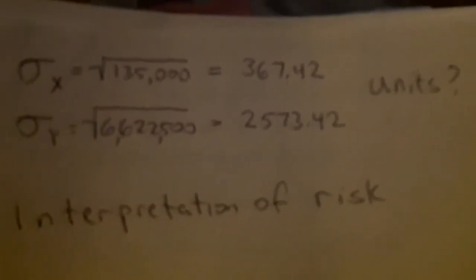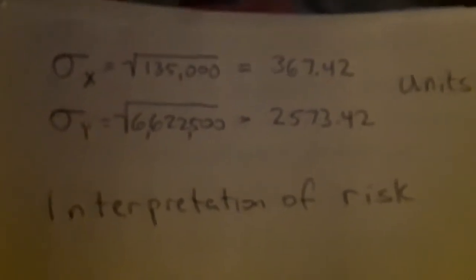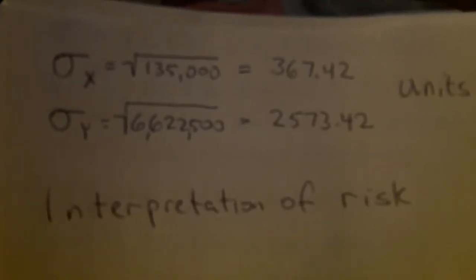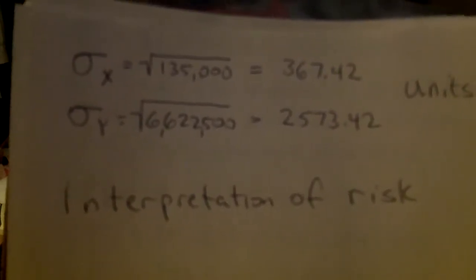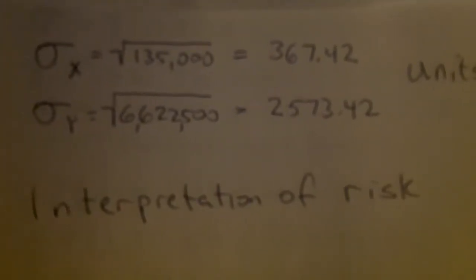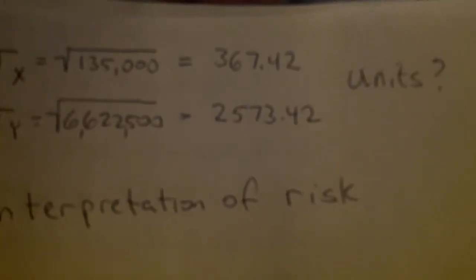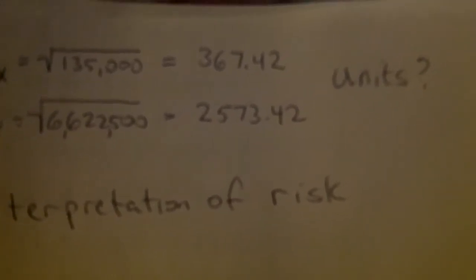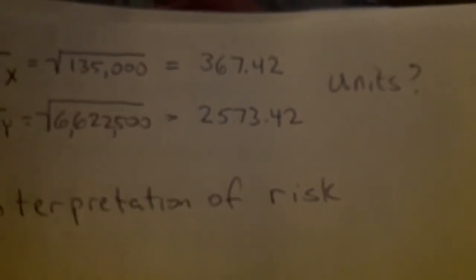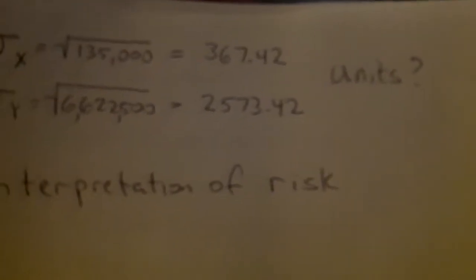Okay, so we're back in order here. As you can see, the standard deviations for the two portfolios are 367.42 and 2,573.42. Just as we discussed with regard to data back in Chapter 3, the units of the standard deviation are the same as the units of the random variable, so both of these amounts are in dollars.